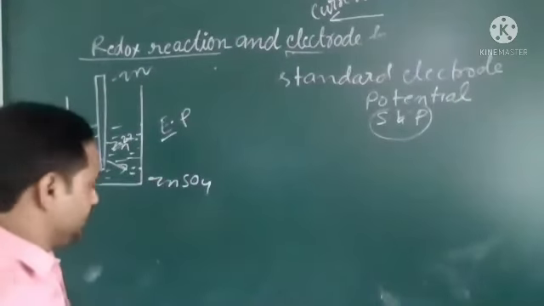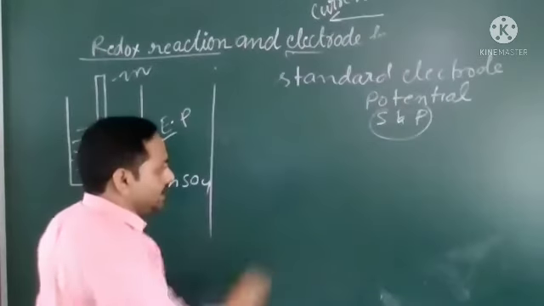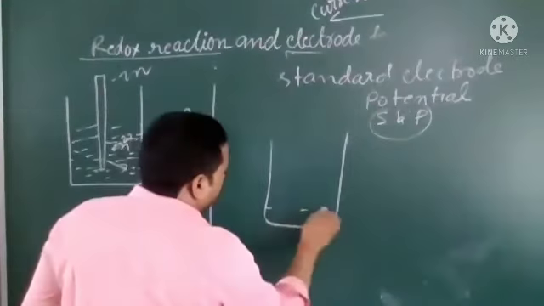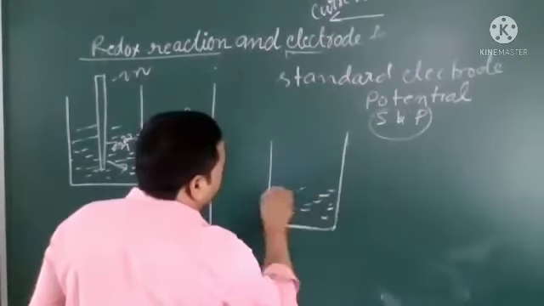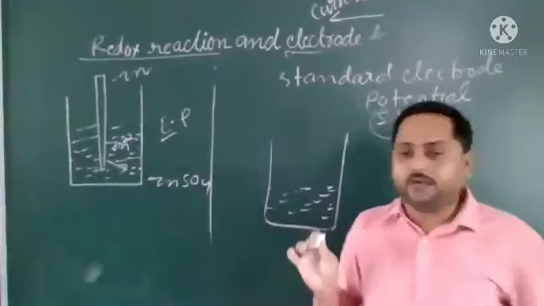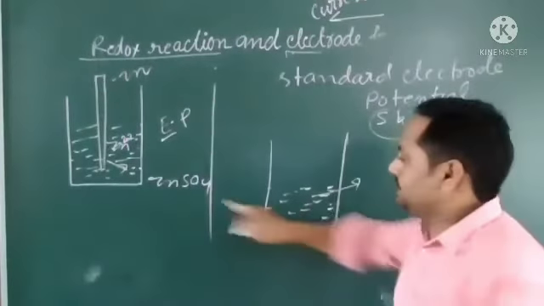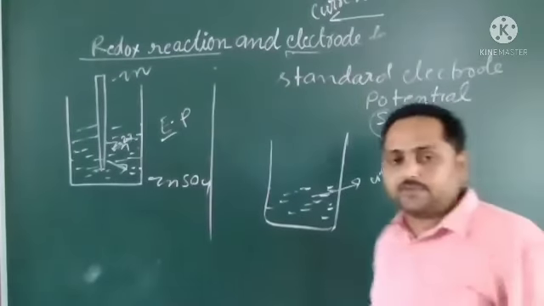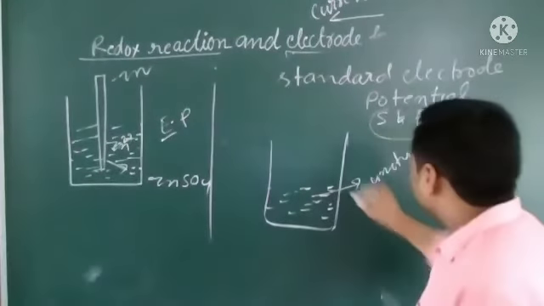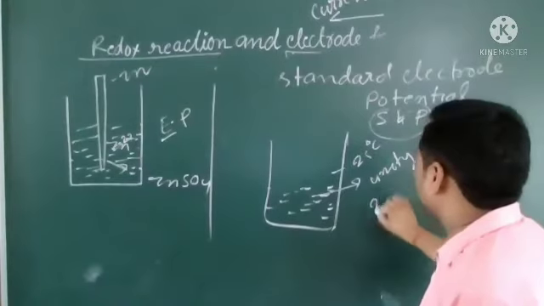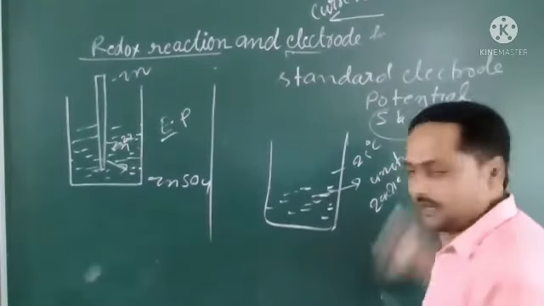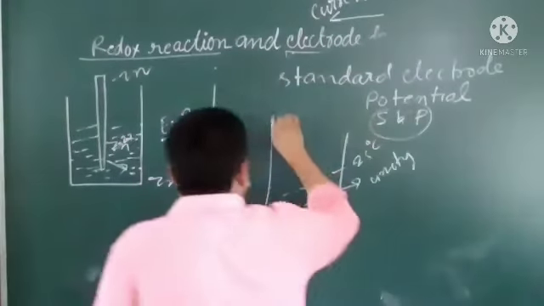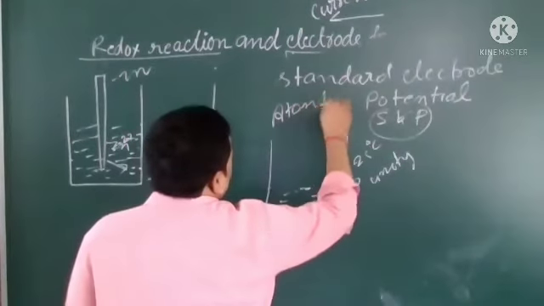What is the standard electrode potential? If we take a setup like that, there are some differences I am making you aware of. If the concentration of the zinc sulfate solution is unity, that is 1, the temperature is 25 degrees Celsius or 298 Kelvin, and the atmospheric pressure is 1 atm.